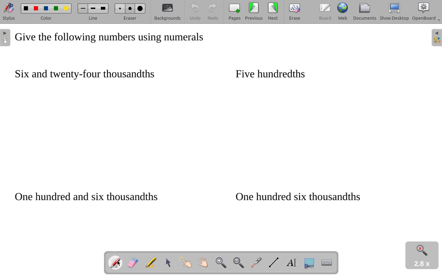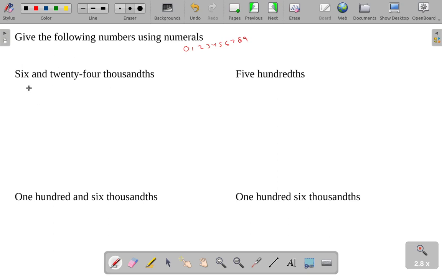And of course, if we are going to be taking decimals written with numerals and writing them in words, we need to go the other way around. If we're writing the following numbers using numerals, the numerals are 0, 1, 2, 3, 4, 5, 6, 7, 8, 9. Those are just the numerals we use.